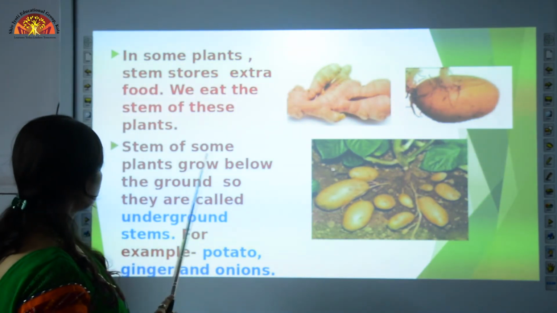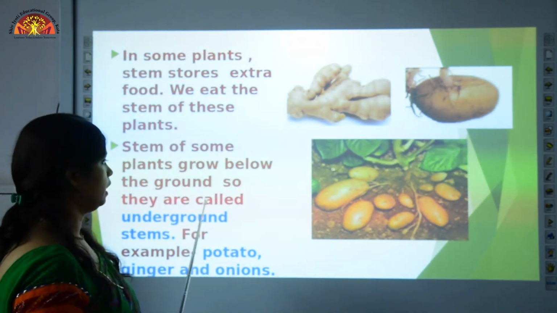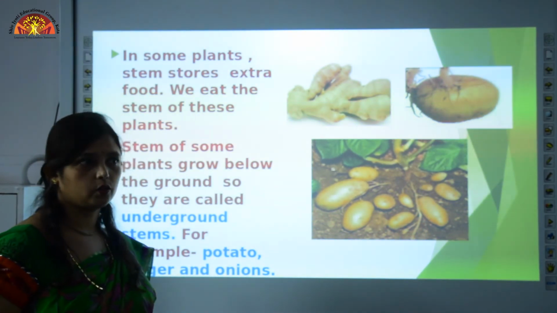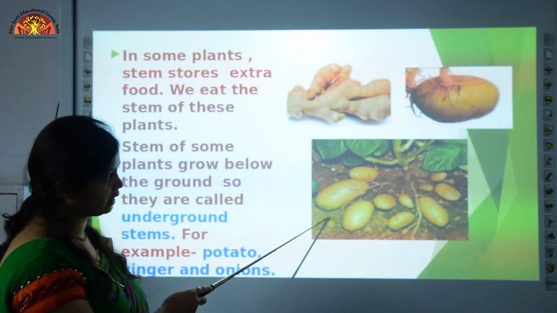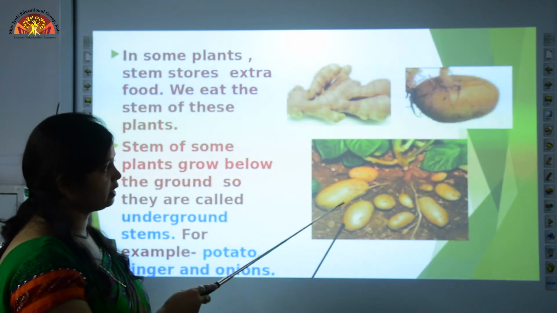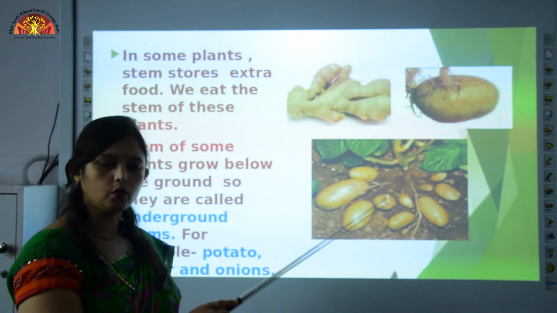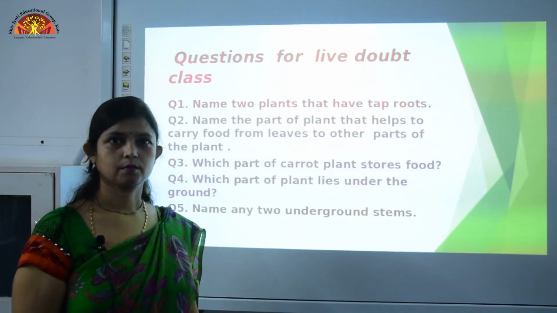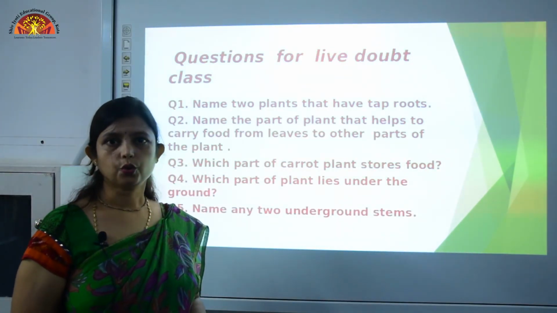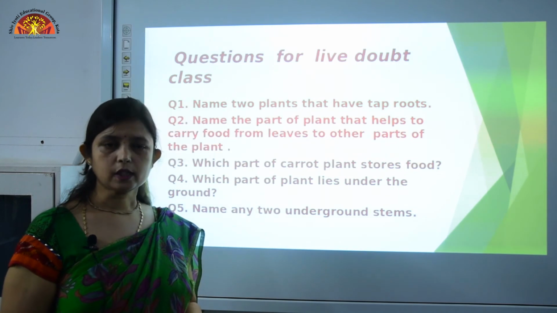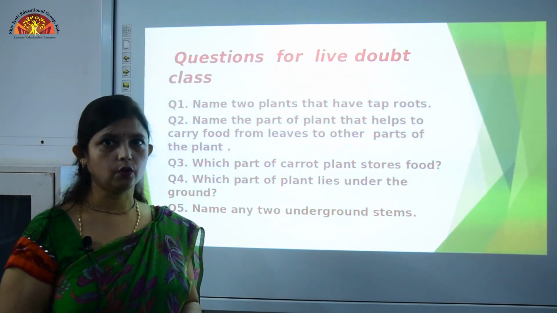Now stem of some plants grow below the ground, so these are called as underground stems. As you can see in the picture, in case of potato as well as in case of ginger also, they grow under the ground, so these are called as underground stems. So this was all about root and stem. Next part we will discuss in our next video lecture.